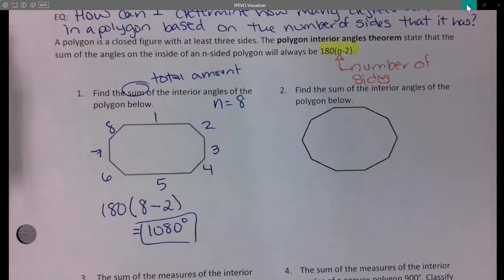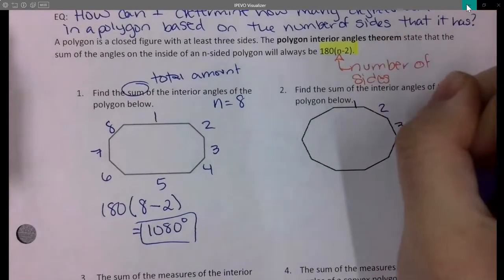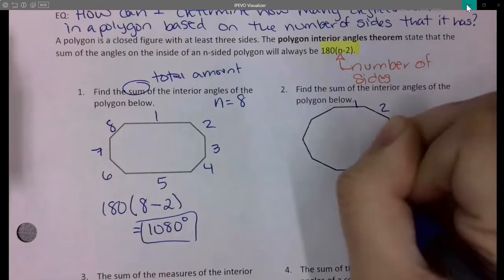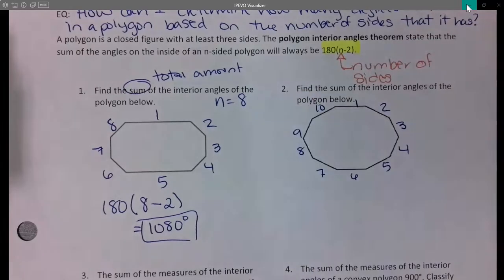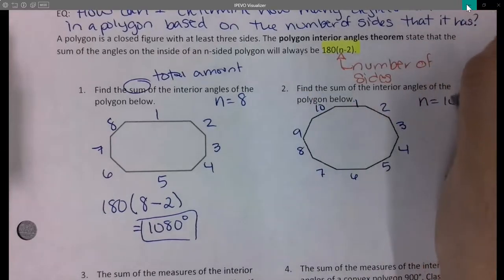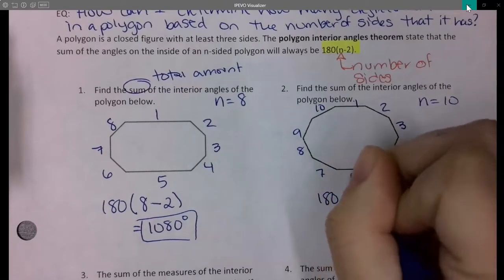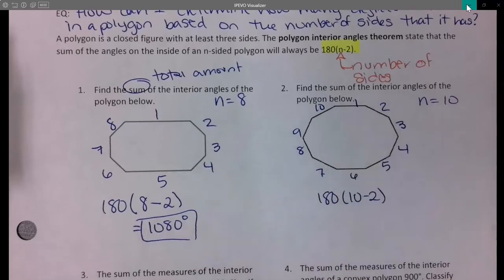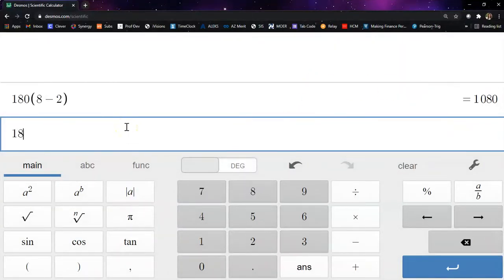Okay, so same thing on number 2. I want to go ahead and count out my sides. I have 1, 2, 3, 4, 5, 6, 7, 8, 9, 10 sides. So what I want to do is plug 10 into the formula. I'm going to have 180 times 10 minus 2. And then I want to go to Desmos, which gives me 1440.